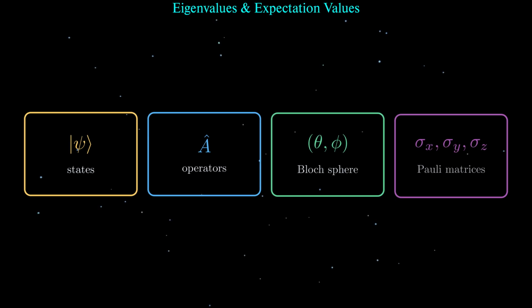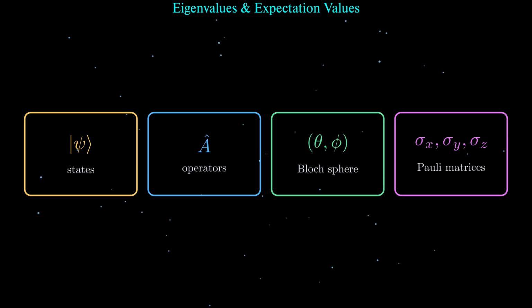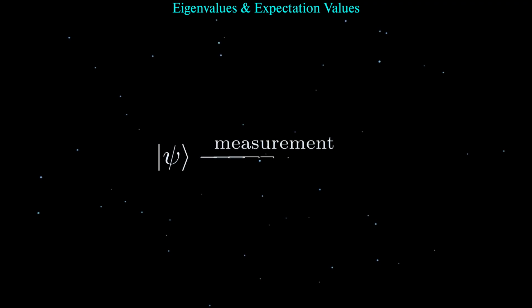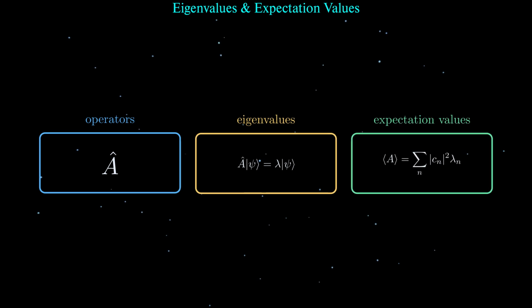In the last video, we introduced spin states, operators, the Bloch sphere, and Pauli matrices. Now, we'll connect that to measurements in quantum mechanics. Because in quantum mechanics, measurement isn't just looking at something and reading off whatever value it has. Measurement has structure that is built on operators, eigenvalues, and expectation values.